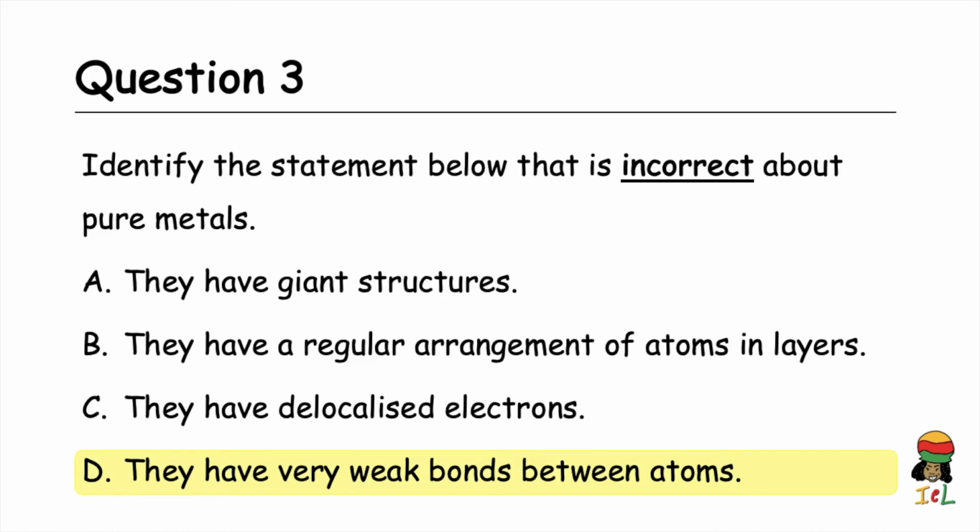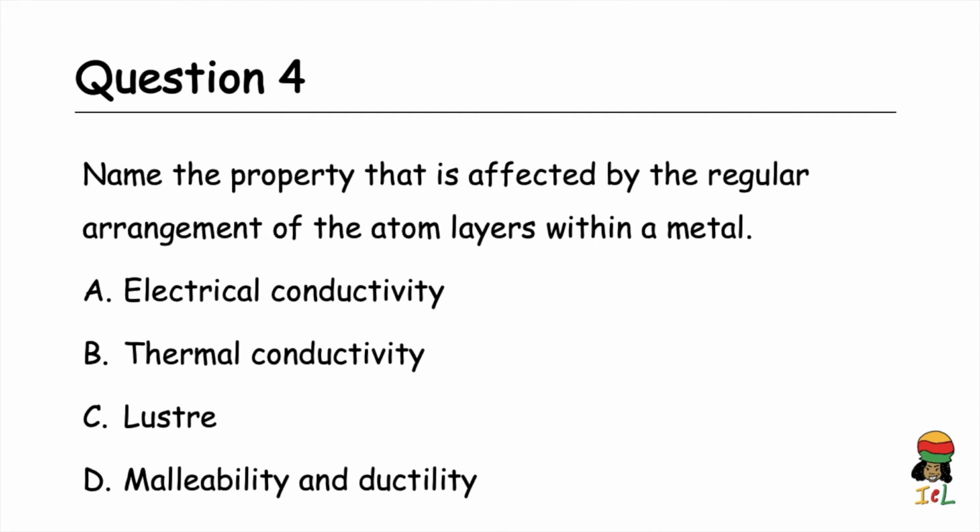The answer is D, and that statement is incorrect because strong bonds exist between the atoms within a metal. Question 4. Name the property that is affected by the regular arrangement of atom layers within a metal. A. Electrical conductivity. B. Thermal conductivity. C. Luster. D. Malleability and ductility.